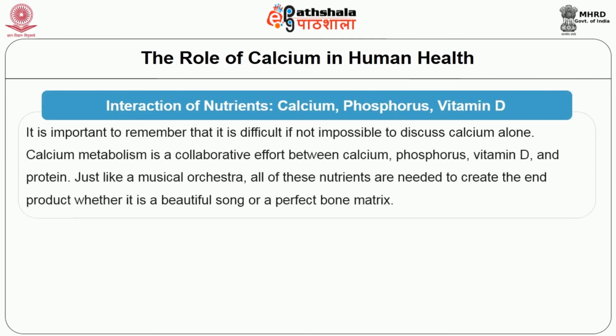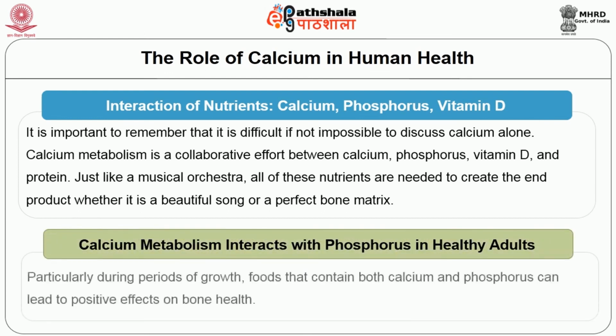Interaction of nutrients: calcium, phosphorus, vitamin D. It is important to remember that it is difficult, if not impossible, to discuss calcium alone. Calcium metabolism is a collaborative effort between calcium, phosphorus, vitamin D, and protein. Just like a musical orchestra, all of these nutrients are needed to create the end product, whether it is a beautiful song or a perfect bone matrix. So, in the combination of these nutrients, the products can be formed.